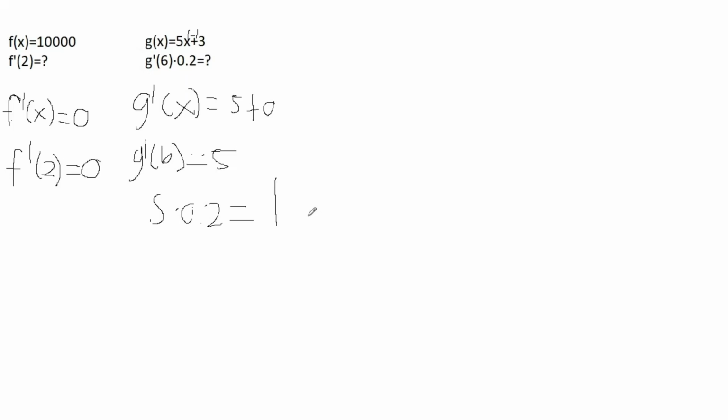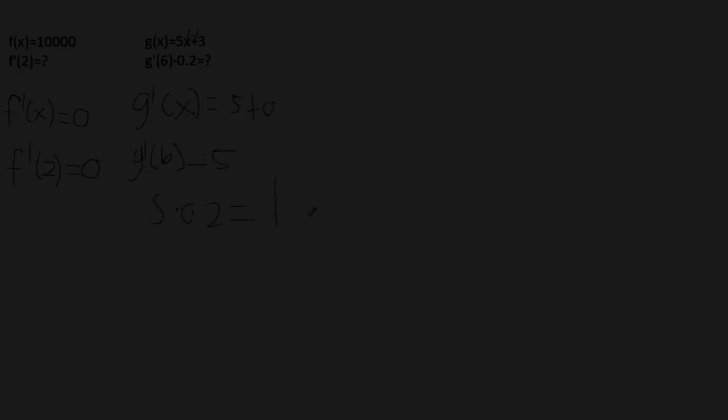Not so bad, right? But we'll move on to something that's a little bit more complex when it comes to derivatives. Alright, so here is our next problem. We have h of x equals 5x times (2x plus 3). And we are trying to figure out the derivative of this function and what it equals at negative 0.5. Let's begin.